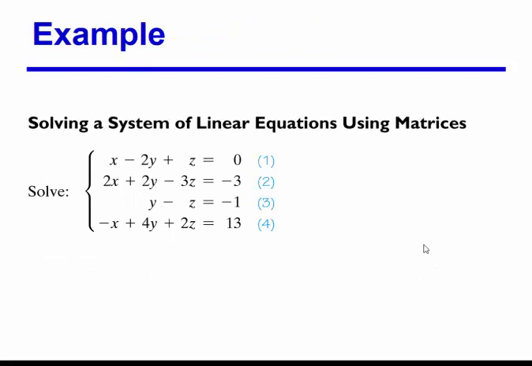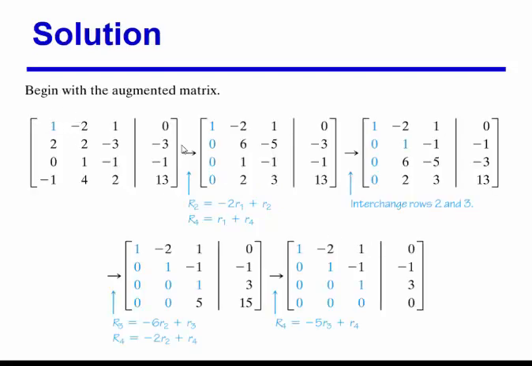Here we have solving a system of equations using matrices. We have 4 equations with 3 unknowns. So we're going to begin with the augmented matrix. We're going to perform these row operations to get to this middle matrix. And then we're going to interchange rows 2 and 3 to get to this matrix.